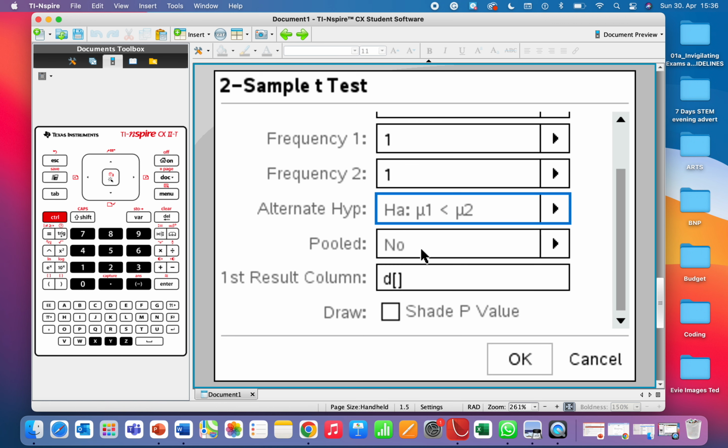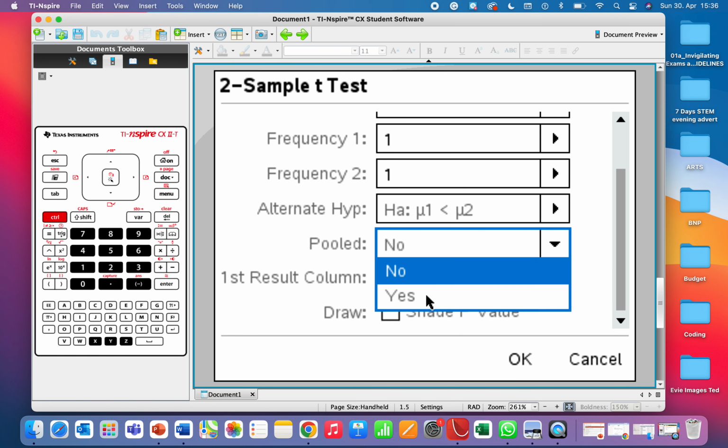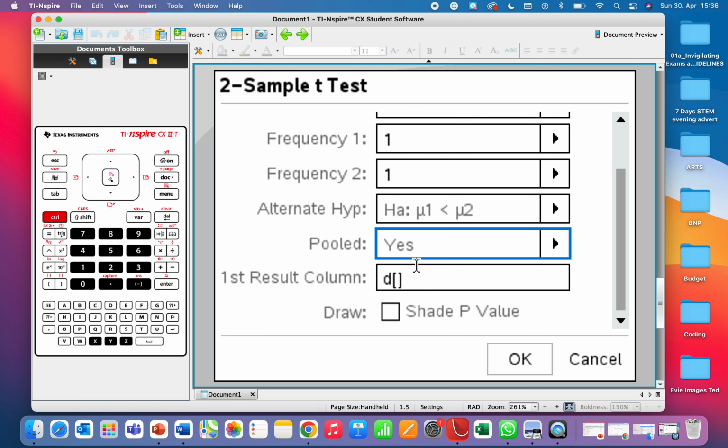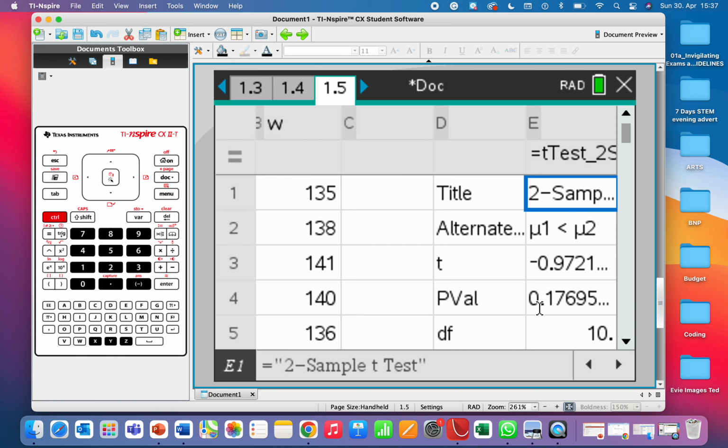And notice this, for us it's always yes. What we do is we put all the samples together and we make a prediction for the population standard deviation. So that should always be yes. And we click OK. And we're done.